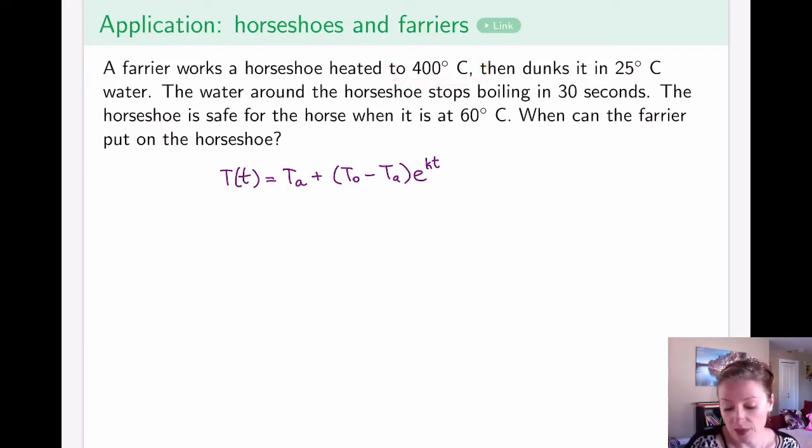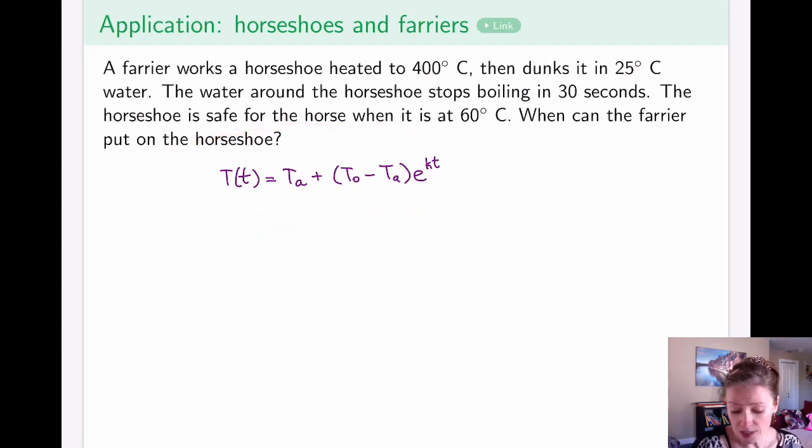The question says that while the horseshoer is working on the horseshoe, the actual metal is heated up to 400 degrees Celsius to be, in fact, malleable enough. And then they dunk it in 25-degree or room temperature water. The water around the horseshoe stops boiling in about 30 seconds, and the horseshoe is safe to put on the horse when it's at approximately 60 degrees Celsius. What we're wondering is, when does that happen? So how long should a farrier keep the horseshoe in the water for it to cool down to the temperature that the horse will find comfortable to be put on?